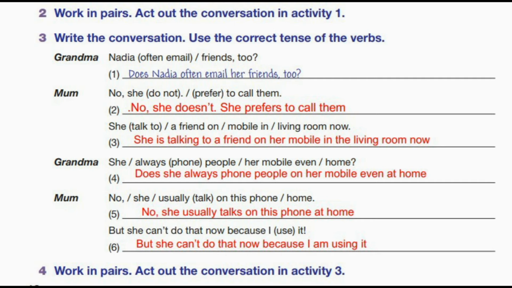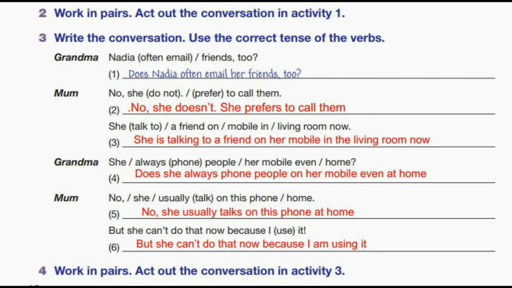2. Work in pairs. Act out the conversation in Activity 1. 3. Write the conversation. Use the correct tense of the verbs. Grandma: Nadia often emails friends too. 1. Does Nadia often email her friends? Mum: No, she doesn't prefer to email them. 2. No, she doesn't. She prefers to call them.